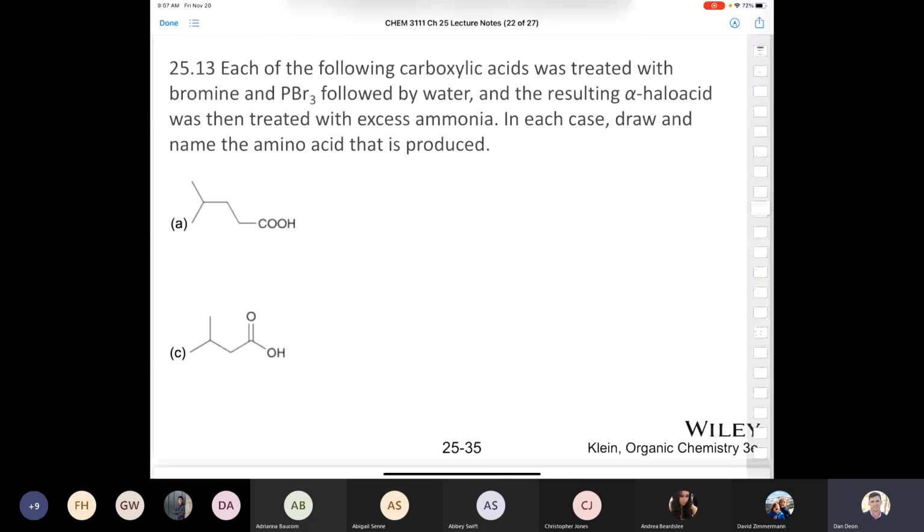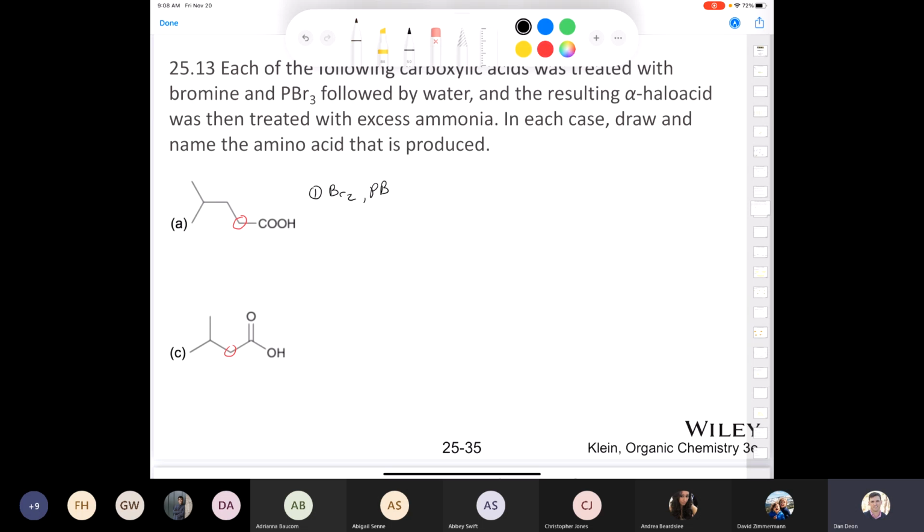Again, I don't expect you to memorize the names of all the amino acids, but all we need to know is that based off of the last question, what are we going to do? We're going to put an amino group here, and we're going to put an amino group here. So after all of that bromine, phosphorus tribromide, you can see why this is the dessert chapter, right? Water and excess ammonia. All you have to know is this: you're going to end up with an amino acid that looks like this.